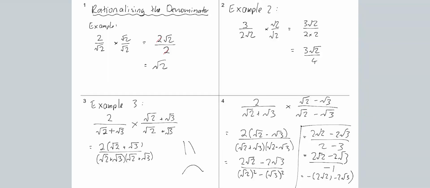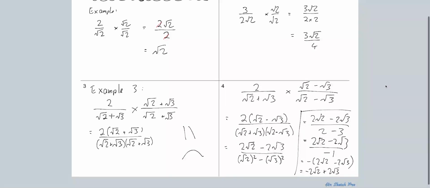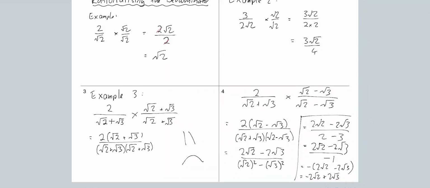Oh, you can't see it. Hang on. There we go. So 2 root 3 minus 2 root 2 would be the final answer. I won't put that in because what I've got there is fair enough.